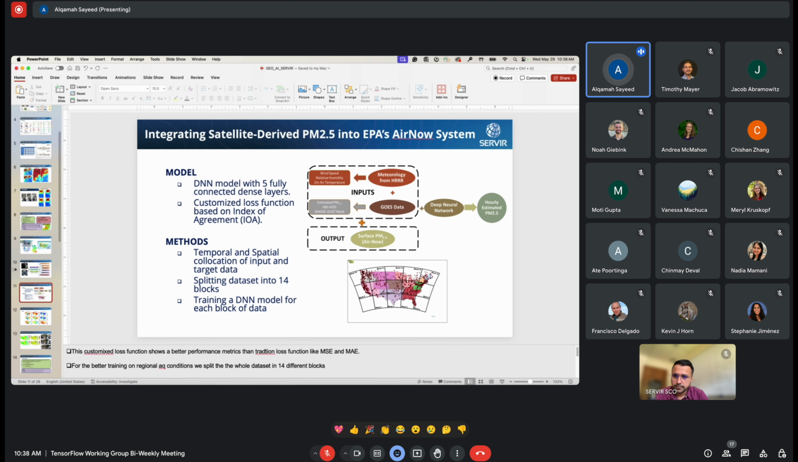But I agree with you that having a region-specific model is much more important than having one single model for all the data points. I see. So basically, it's just because of the data constraint, something like that. Yeah. Okay, got it. Thank you so much.